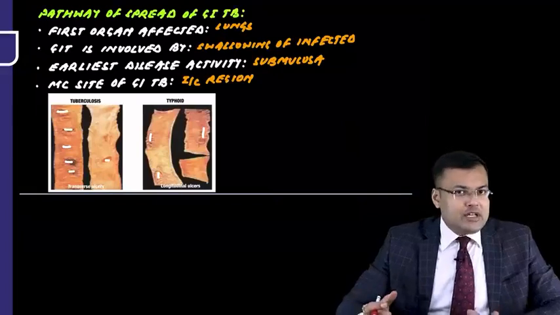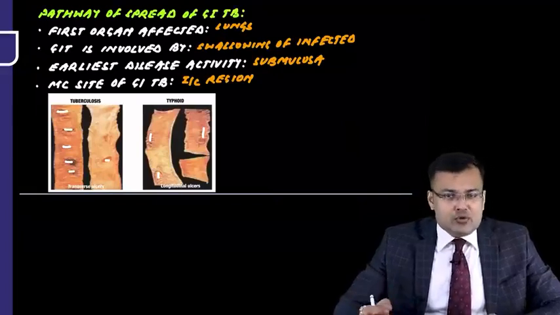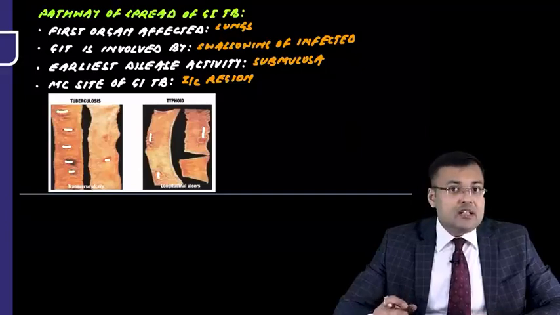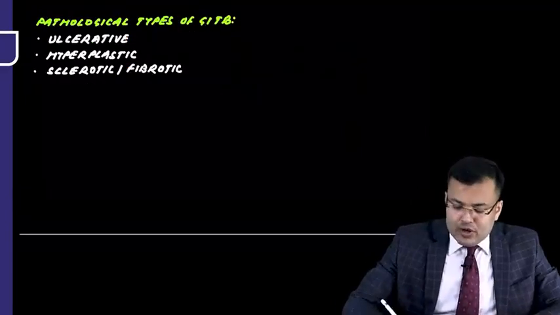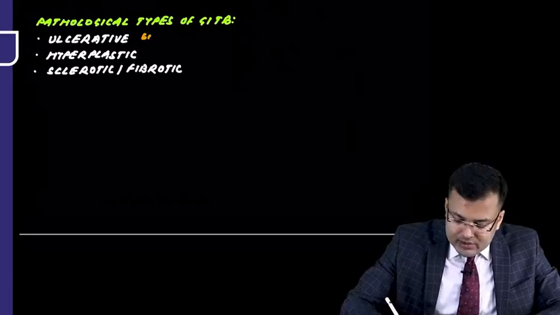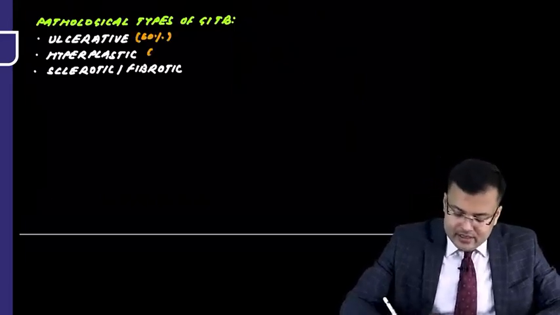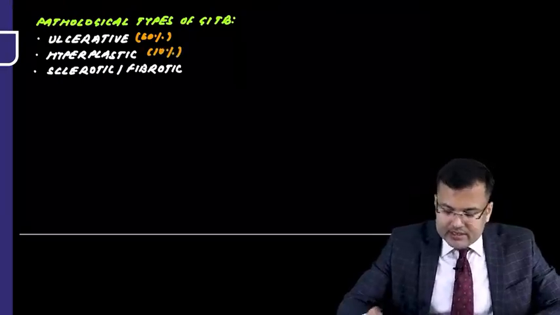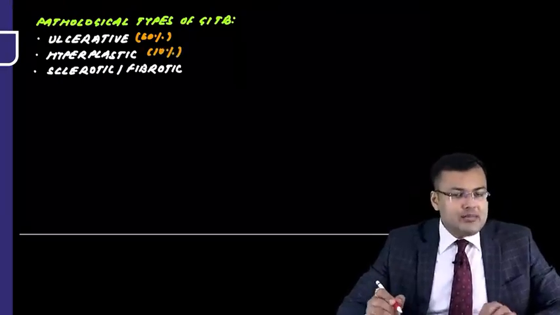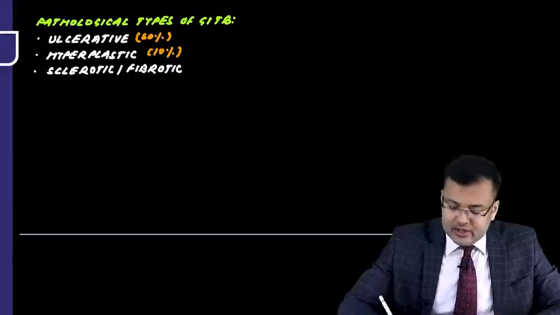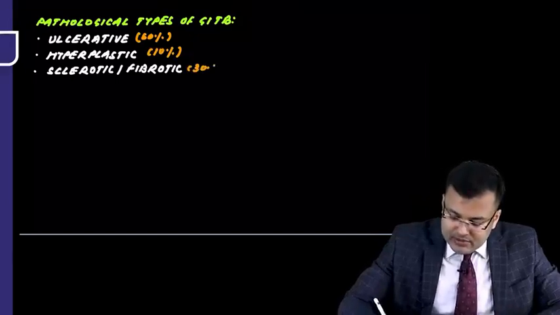There are pathological types of tuberculosis. What is the most common type? That is the ulcerative variety, responsible for 60% of cases. The hypertrophic variety is rare, seen in 10% of cases. And in the sclerotic or fibrotic variety, the patient develops an established stricture. This is responsible for 30% of cases.